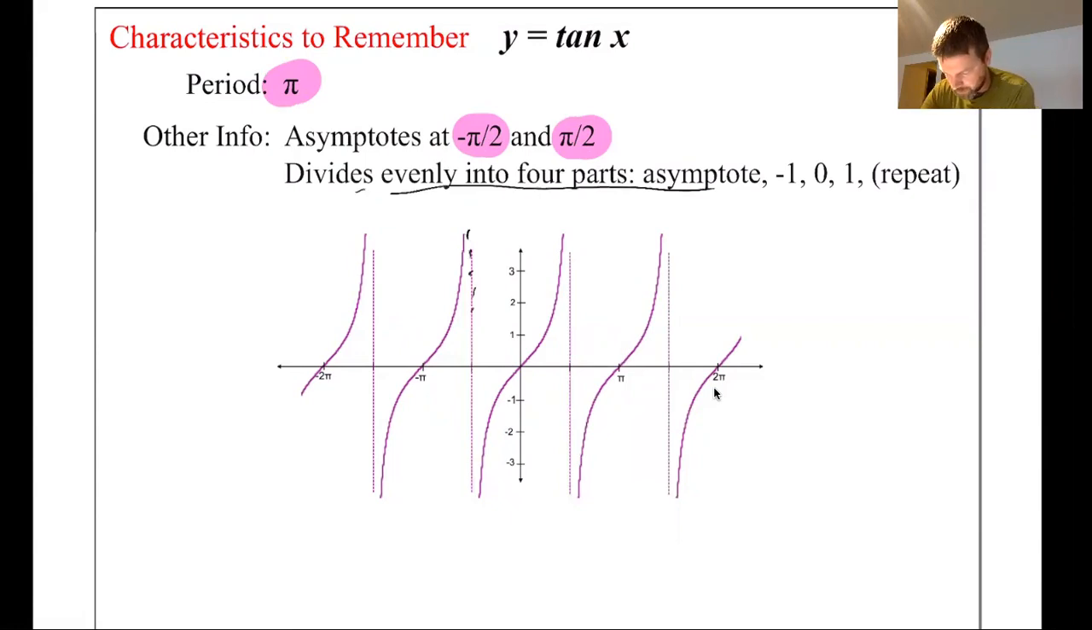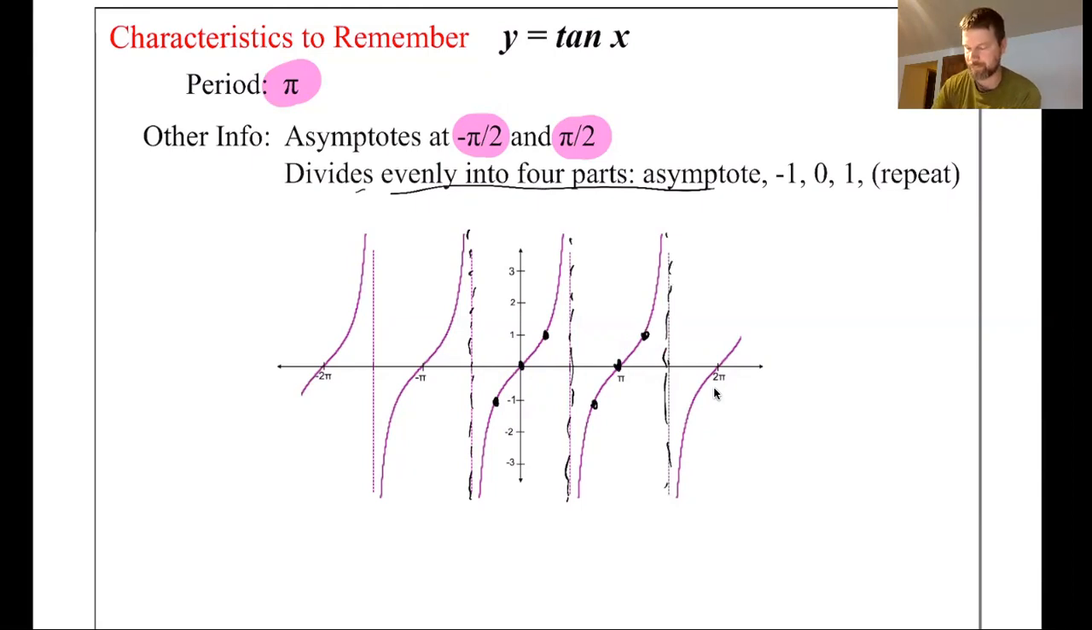You'll have an asymptote, and then a value of negative 1, right at that negative pi over 4, right halfway between there and 0. Then a value of 0, then a value of 1 again. And then it's just going to repeat with an asymptote and keep going. Value of negative 1, halfway between the 0 and the asymptote. Value of 1, halfway between the 0 and the other asymptote, then an asymptote, and those values just keep repeating.